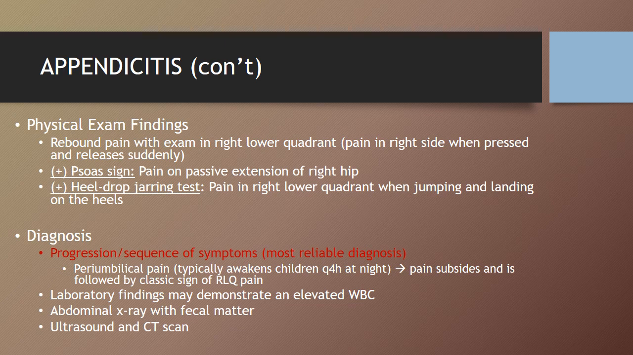So those are physical exam findings that you can find. As far as diagnosis, the most reliable is the progression or sequence of the symptoms. Just like I said earlier, you have that peri-umbilical pain that typically awakens them at night, then it'll go away, and then they'll start having that right lower quadrant pain, and that's the most reliable diagnosis. They may do some labs, x-rays, all that stuff, but that's going to be their most reliable one. Again, if they have relief after having all that pain, be concerned for perforation.